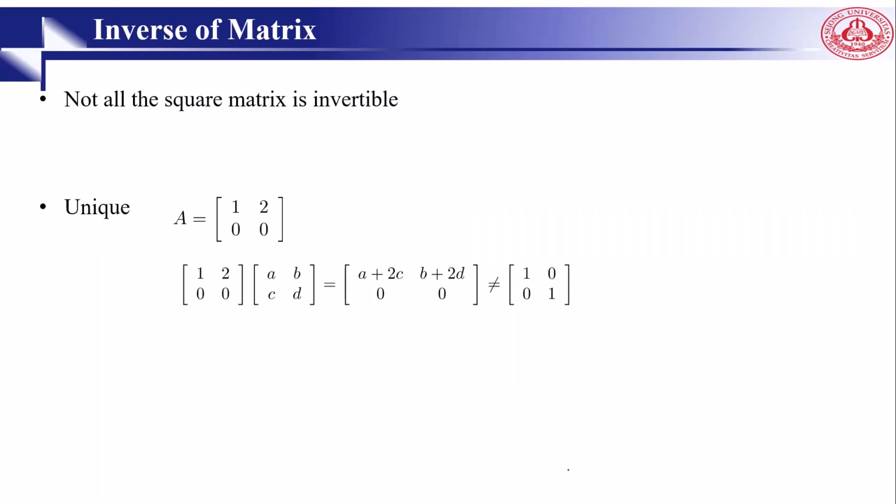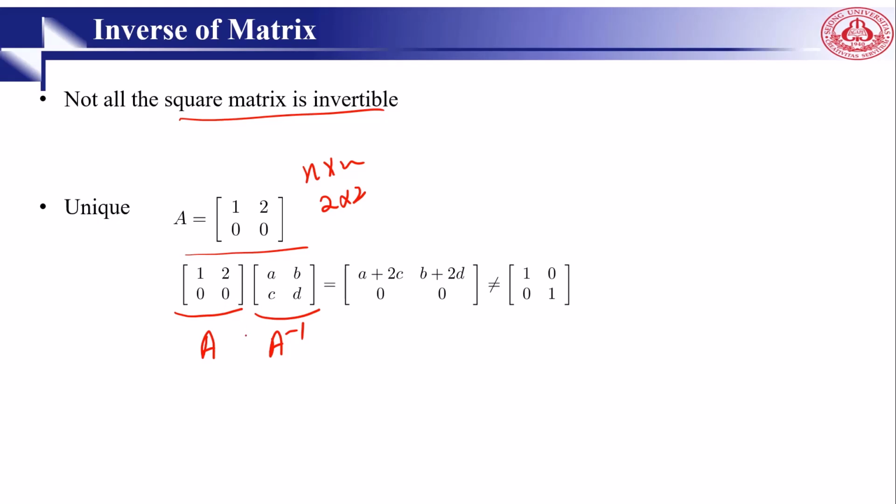Not all square matrices are invertible. A square matrix is a condition to be invertible, but we cannot say that all square matrices are invertible. For example, this is one square matrix; it is n by n, in this case 2 by 2. So it's a square matrix, but suppose we have this one as A, and we consider another square matrix as its inverse.